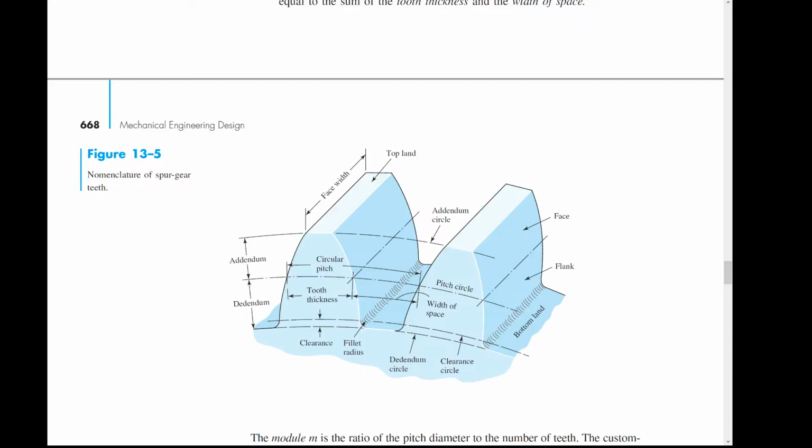Alright, let's take a look. The face width is sort of the top of the gear, front to back. If you've got a disc, if it's just a coin, how thick is that coin? The top land is the flat part of each tooth on top, on the outermost part. The addendum, let's see, what is this line?